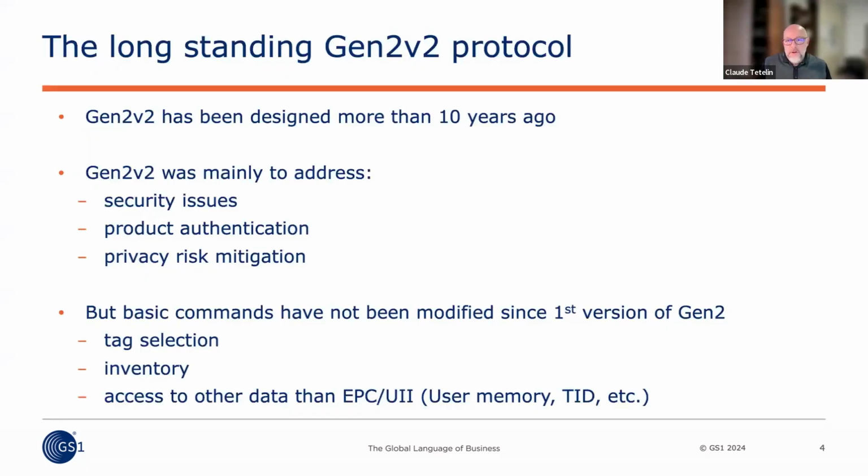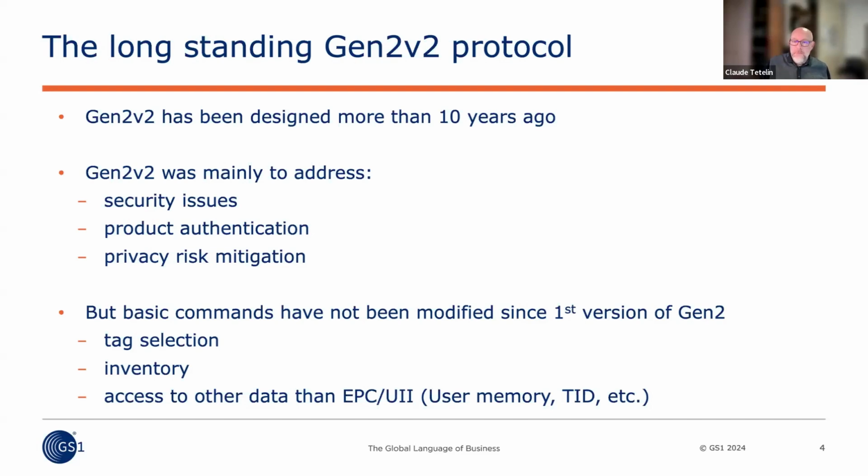The first version of the Gen2 air interface protocol was designed more than 20 years ago, back in 2004, at a time where having more than 100 tags in front of a reader was just a dream. But of course, it has been revised, and we made Gen2v2 available something like 10 years ago, mainly to address issues like tag authentication, privacy protection, and also file management.